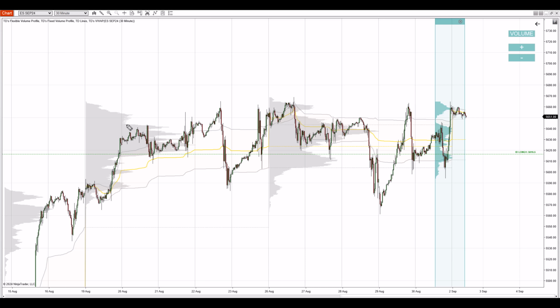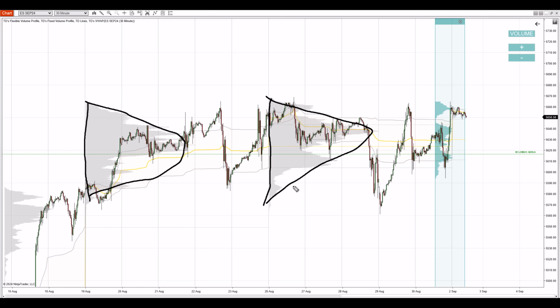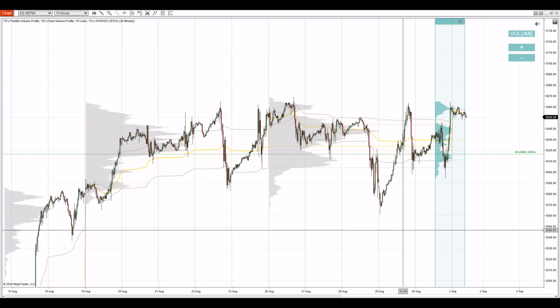By the way, if you look at the volume profiles here, the last 2 weeks are D-shaped. That means the market is in a rotation. All right. So that's for the ES.